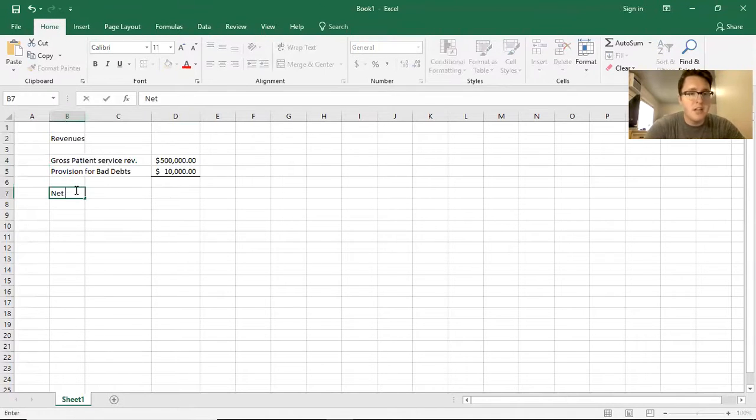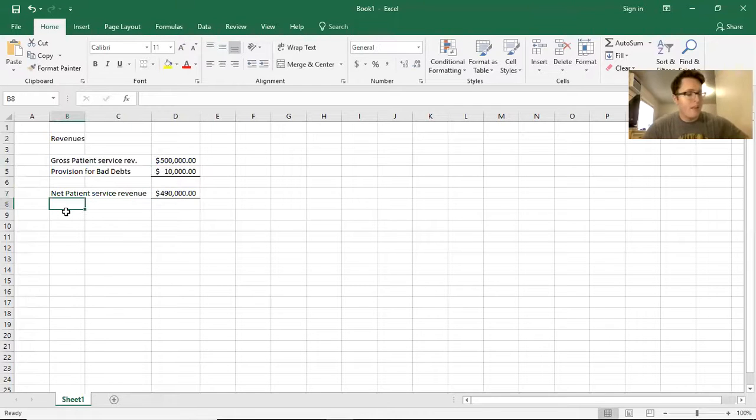So then what we'll have is net patient service revenue, which is simply going to be your gross minus your provision. So 490 gets you the net patient service revenue. Does that make sense, everybody? Yeah. Okay. Make sure you don't put it there and add it to your revenues, because that will throw off your net income at the end.